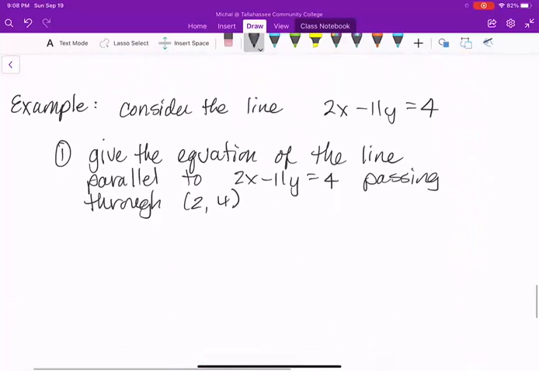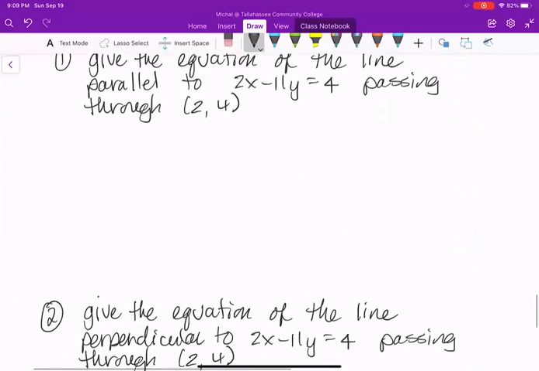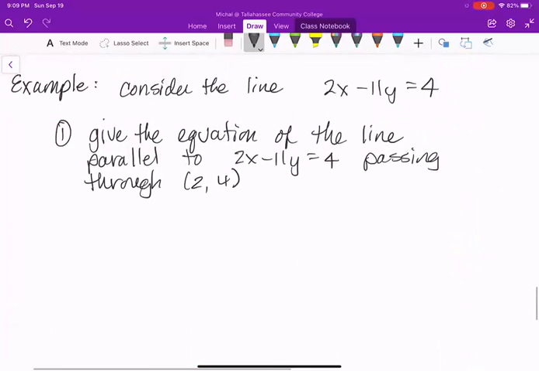So we're going to do some examples. We're going to consider the line 2x minus 11y equals 4. And we're going to use the definition of parallel and perpendicular lines to first give the equation of the line that's parallel to that line passing through a specific point. And then we're going to give the equation of the line that's perpendicular to that line also passing through the same point. So the first step here is to find the slope, because if I'm going to write a parallel line, it's going to have an equal slope to the line that's given, but I need to know what that equal slope is before I can write it.